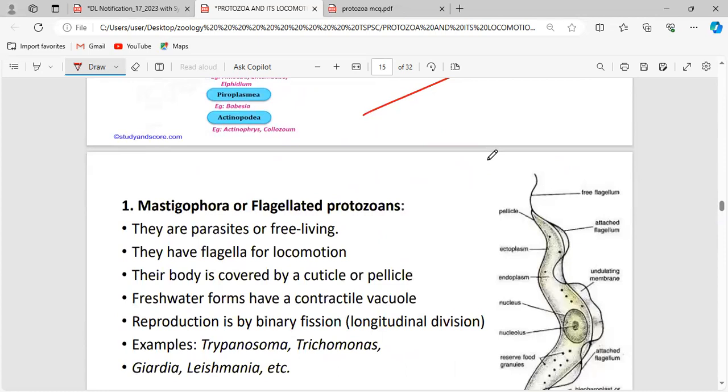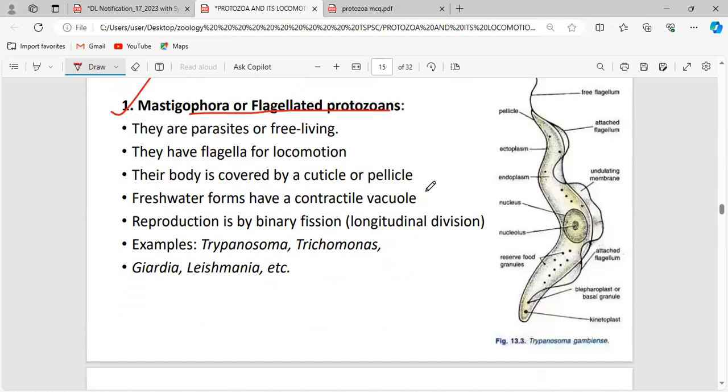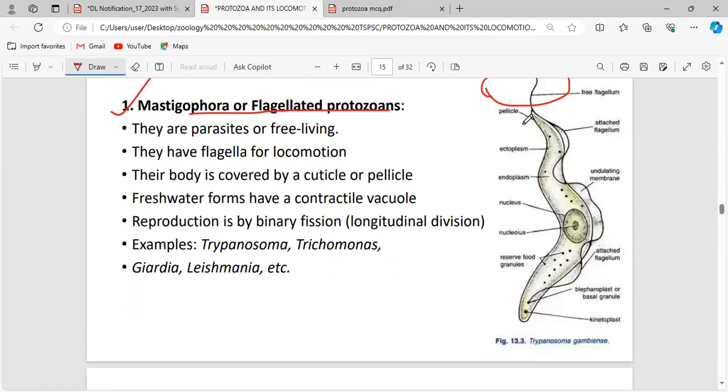Okay, now I'm going to explain whatever I explained yesterday. See, what is Mastigophora? Mastigophora is also called flagellated protozoans. Why? Because they have flagella. This is considered as the flagella. Just focus on the diagram. This is called the pellicle. Pellicle is the outer covering found only in some protozoans. Pellicle is a characteristic feature of the protozoans.